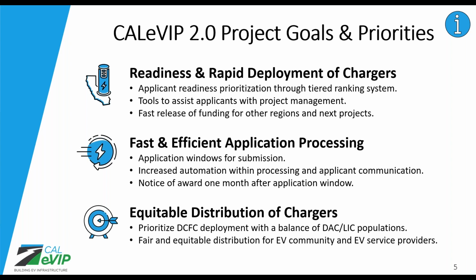And so for this, we want to have an applicant window for submission. This will not be first come, first serve. There will be a specified 45-day application window for all applicants to submit any applications, and then all applicants will be processed at the same time at the end of that window. We do have increased automation within the processing and applicant communication to help streamline that process. And then we will have a notice of award 1 month after the application window. And then finally, we do have a focus on equitable distribution of chargers. We are prioritizing DC fast charging deployment with the balance of low-income communities and disadvantaged communities within those eligible counties. We do have a focus additionally on the fair and equitable distribution for both community and EV service providers.